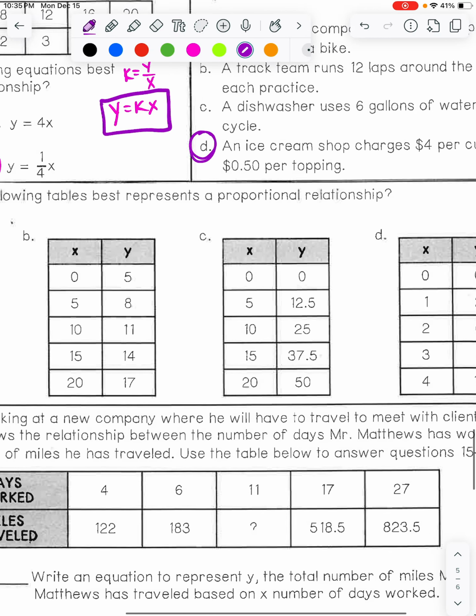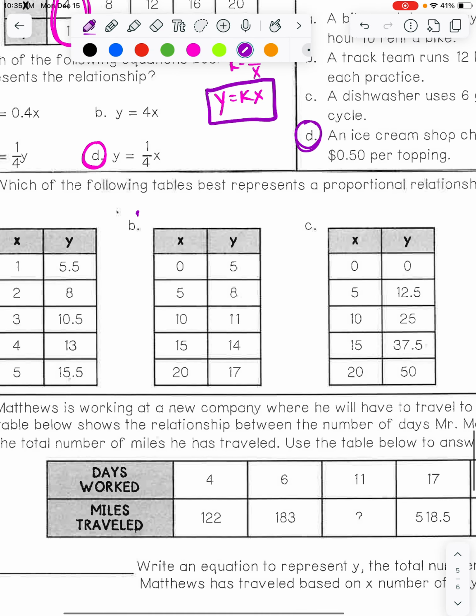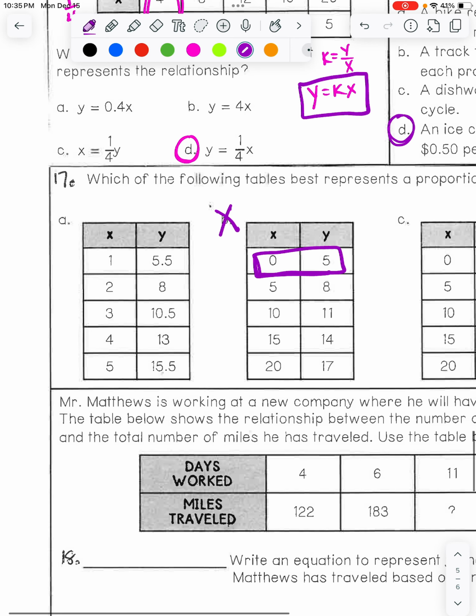17, which of the following tables represent a proportional relationship? Again, automatically, I know B is not the correct answer because it has to go through the origin, and that does not. I can't immediately tell on A, because they don't give me 0 as an option, but I can do some quick division.